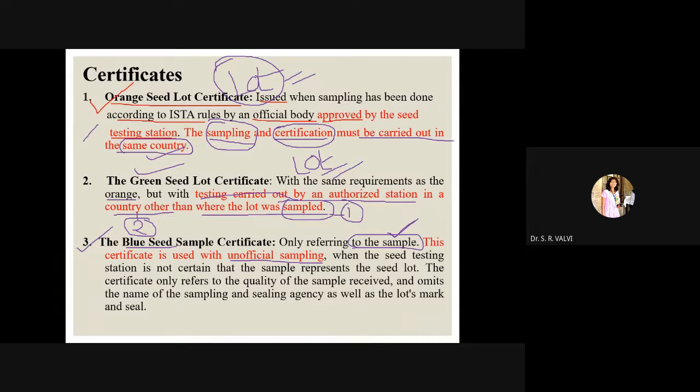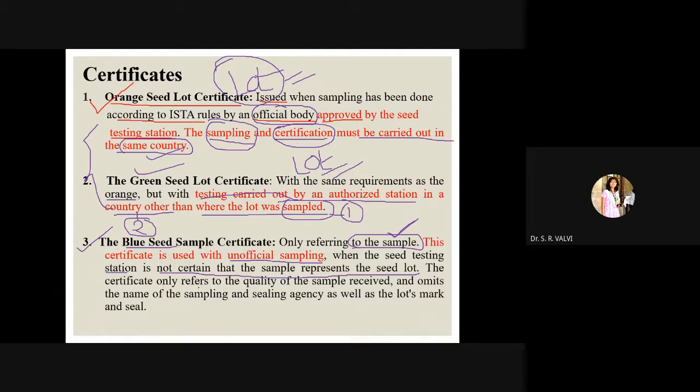These first two are related to official sampling. Why is it official? Because, as I mentioned in the first, an official body should be there to issue the certificate of orange seed and green seed lot certificate. But in the case of blue seed certification, an unofficial body is there. So when the seed station is not certain that the sample represents the seed lot, the particular sample tested under this blue seed sample certification is not going to represent the seed lot. The station is not assuring that the sample represents the seed lot.